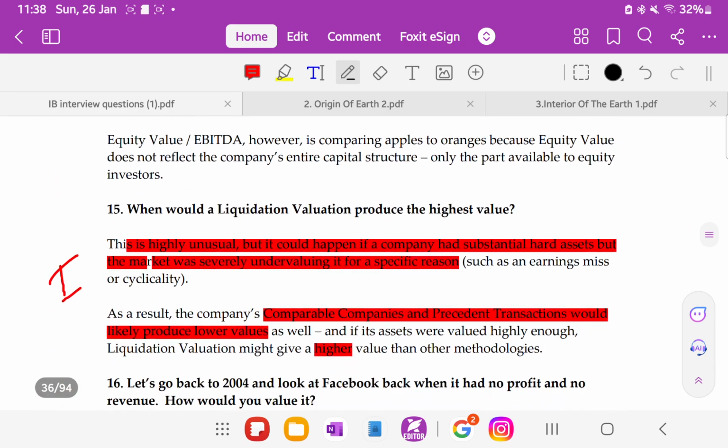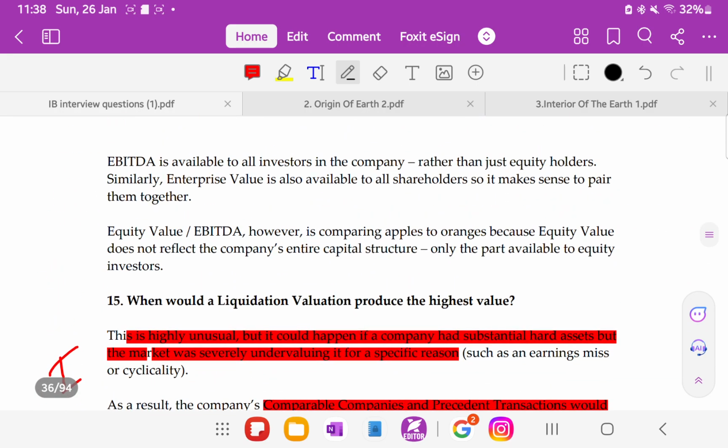And why do you pair enterprise value with the EBITDA multiple? EBITDA is available to all the investors in the company rather than just the equity shareholders, and enterprise value is also available to all of them, so it makes sense to pair them together. Equity value by EBITDA is comparing apples to oranges, because equity does not reflect the company's entire capital structure, only the part available to the equity investors.